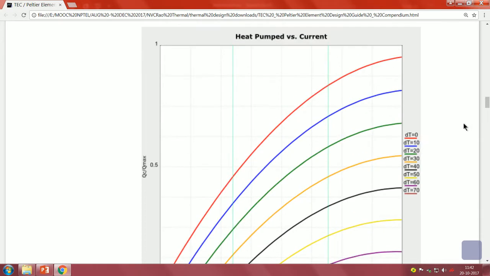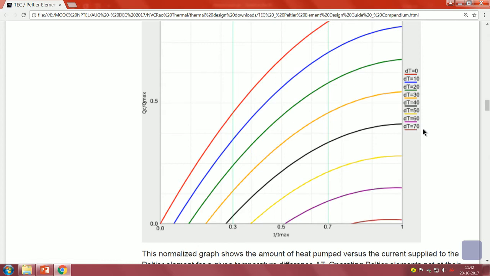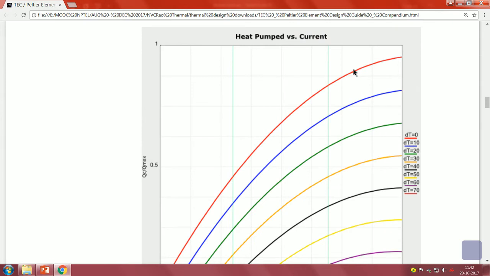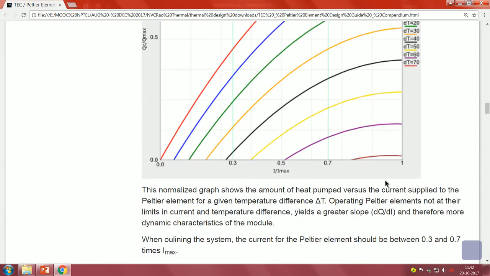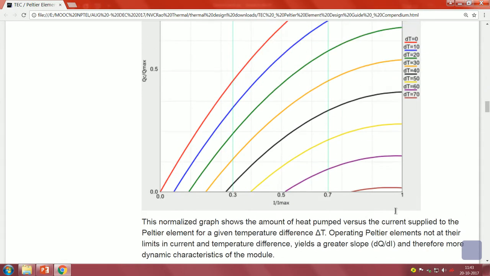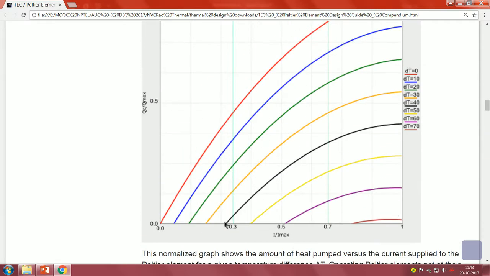So, the maximum QC, Q maximum, and as the temperature difference goes more and more, very little of this can be used. So, at both ends, this is useless for us, because it is unlikely we will have such an overrated thing. Similarly, it is unlikely we have grossly underrated things also. Operating peltier elements not at their limits in current and temperature difference yields a greater slope and therefore more dynamic characteristics of the module. When outlining the system, current of the peltier element should be between 0.3 and 0.7 times I max. You understood, no? So, something like this I will probably prefer. These are all practical limits.